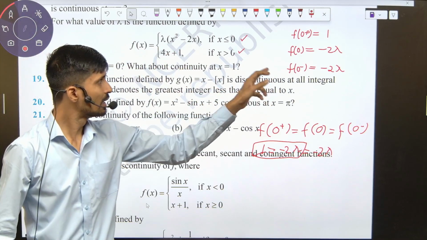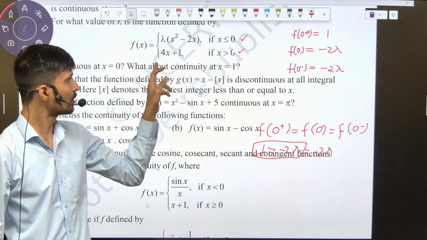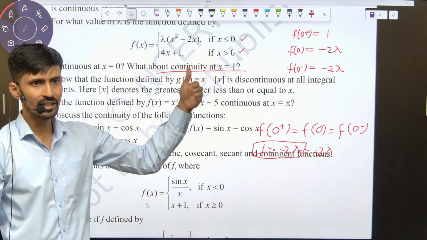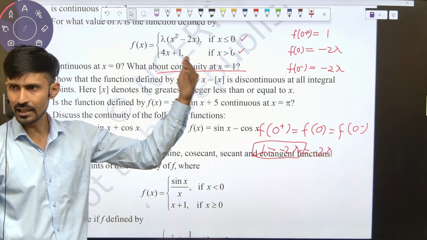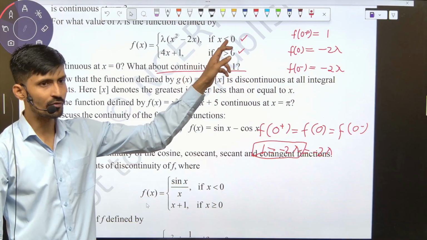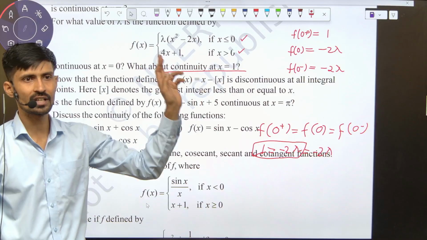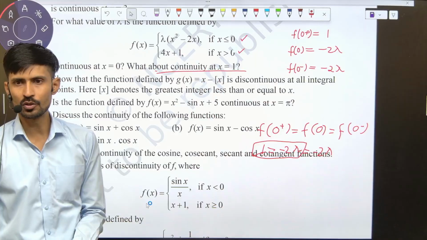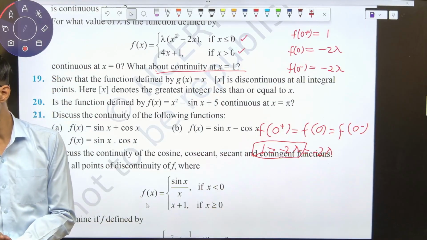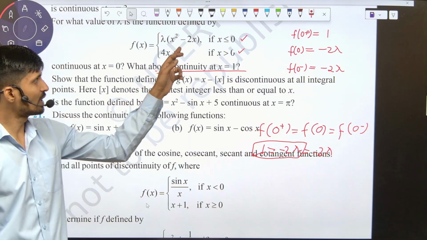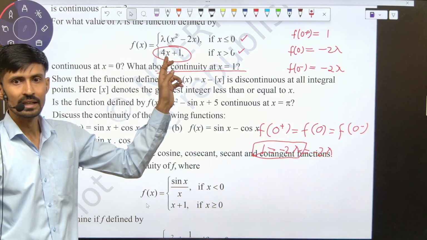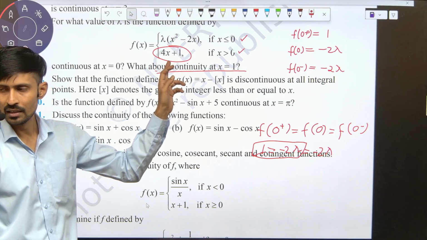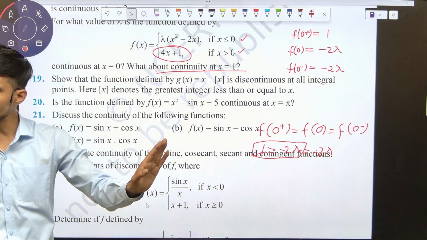Now we want to find the continuity at x equals 1. We have to check whether it is continuous at x equals 1 or not. For x equals 1, will we consider the first function or the second? The second, because 1 is greater than 0. True or not? So what is this? A linear polynomial, and a linear polynomial is always continuous.